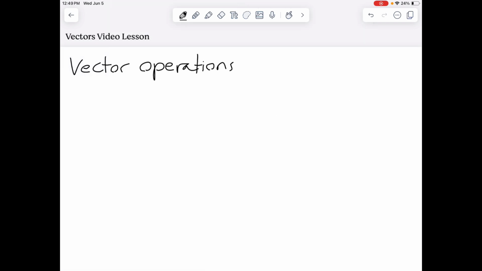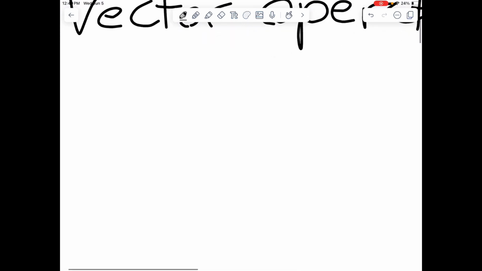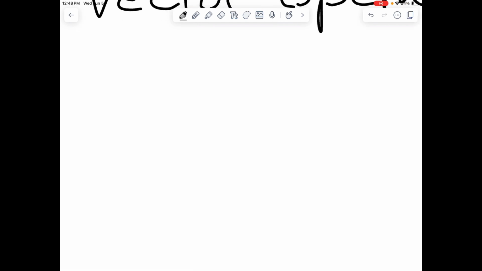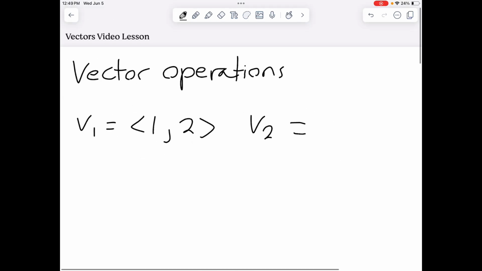Now we're just going to quickly go over some vector operations. Instead of lecturing over some basic formulas, I'm just going to do a practice problem right away. So let's make up a problem. Let's say vector 1 is going to be 1, 2, and vector 2 will be 3, 4.